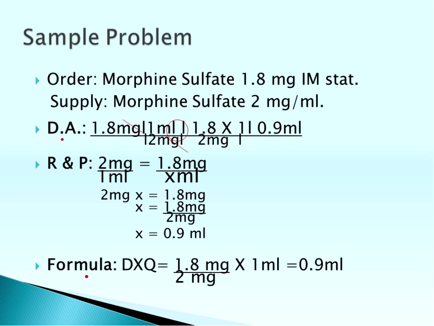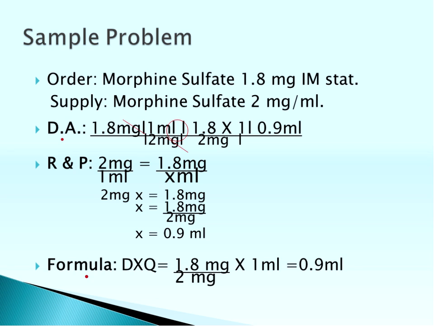So it's 1.8 milligrams, then there's a line down. Then it's 1 milliliter, which is 2 milligrams. So I can cross out milligrams and milligrams, and then I circle the milliliters because that is the quantity that I want. I want to know how many milliliters to give IM. So I've already placed milliliters all the way over on the right before I know it's 0.9.